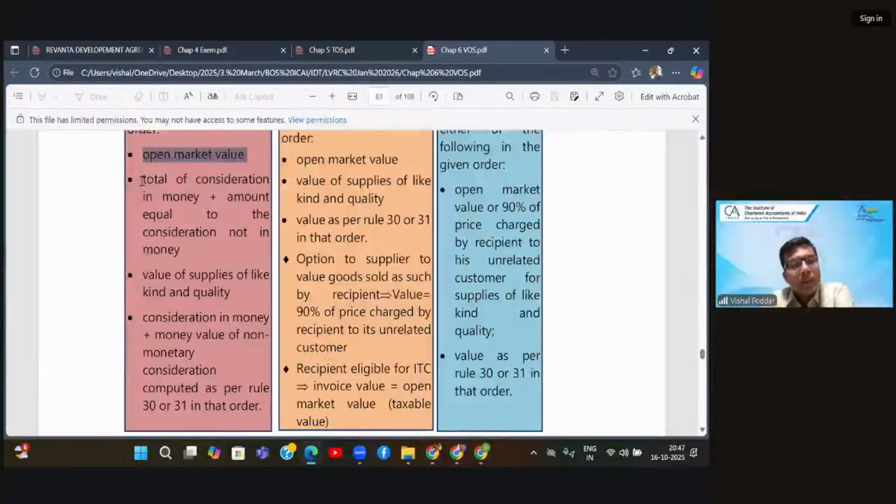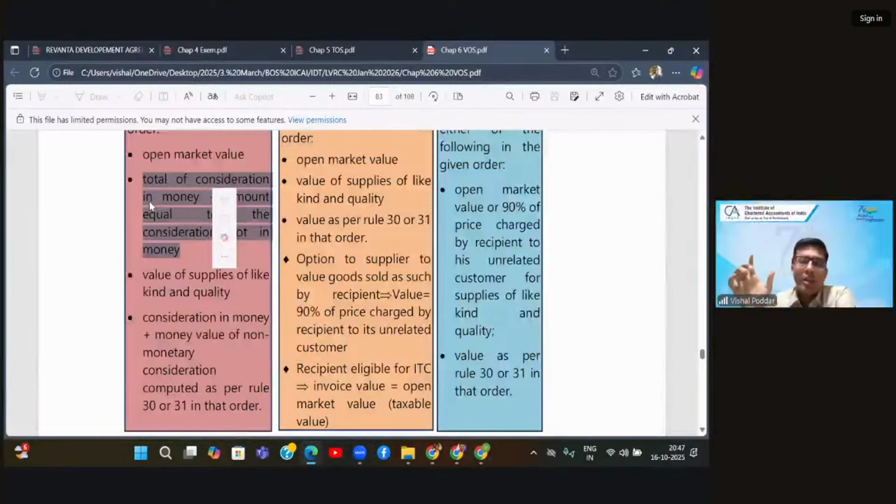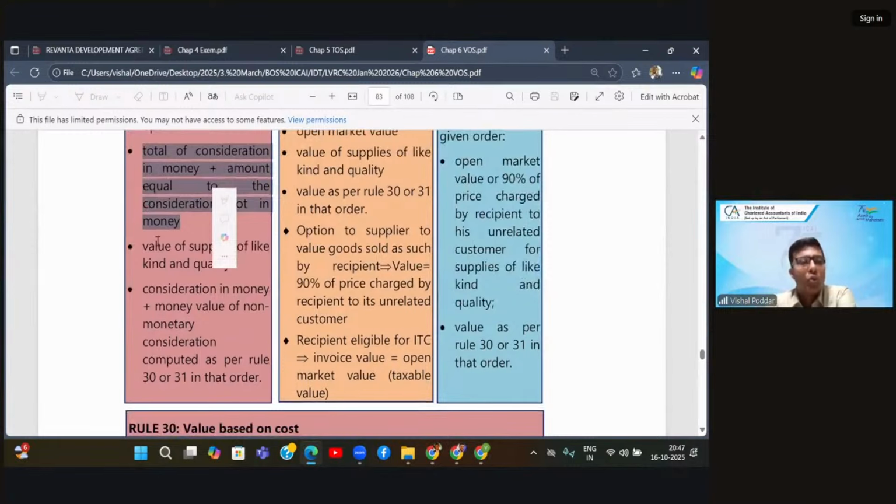Let us say there is no open market value. Then the second method of valuation applies: you have paid me some consideration which is in money and some consideration which is in kind. So how to find out the value? You take the money which is known plus you find out the fair market value of what is given in non-monetary form. So let us say you gave 10,000 in monetary form and you have given me 10 grams of gold. So find out the value of the 10 grams of gold and add it to the 10,000. This is the value as per valuation rule 2.